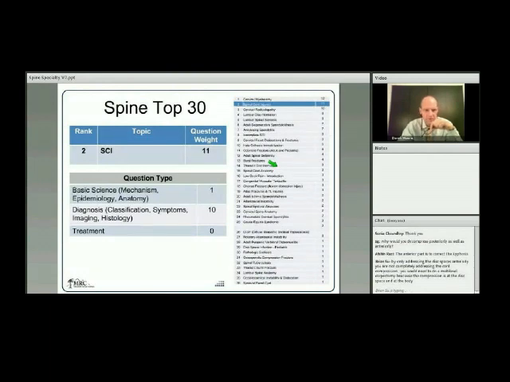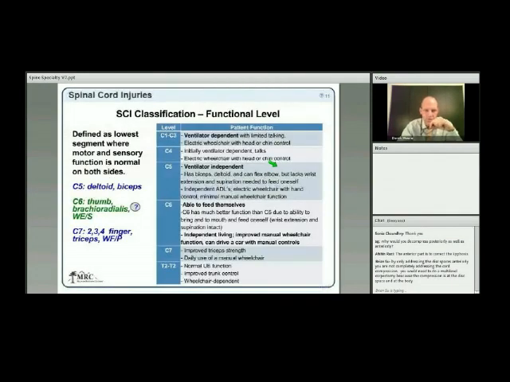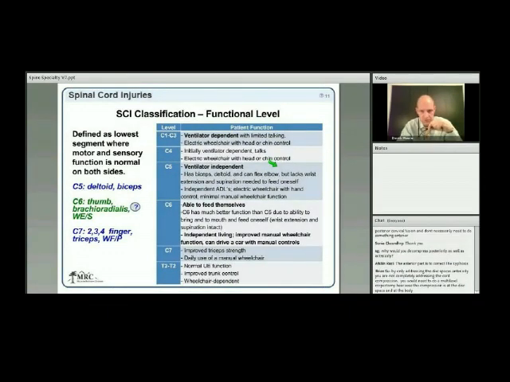Right now we're going to move on to spinal cord injuries. This is another topic that's very commonly tested. First question, which best describes a patient's functional level with a complete C5 spinal cord injury? So they like to ask questions on classification of spinal cord injury. So you need to know your functional levels and you need to know your ASIA classification.